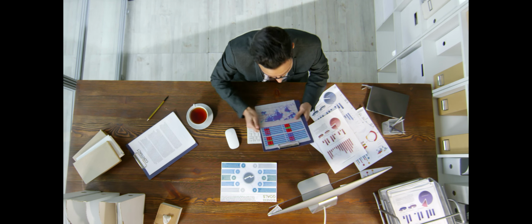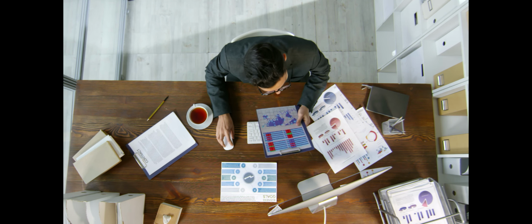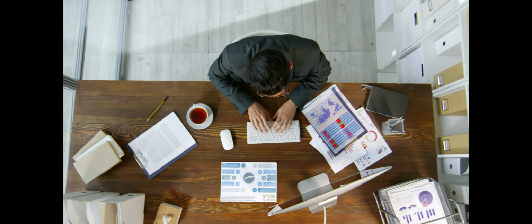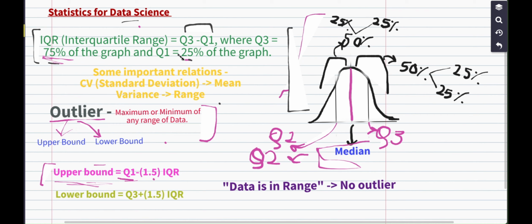Today we will be discussing the IQR, the interquartile range, and what is meant by the 75th percentile and 25th percentile, that is Q3 and Q1. In the last lecture I said that the formula for the IQR is Q3 minus Q1. Today we will see how to plot Q3 and Q1 in this particular graph.